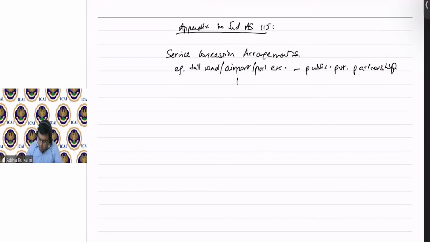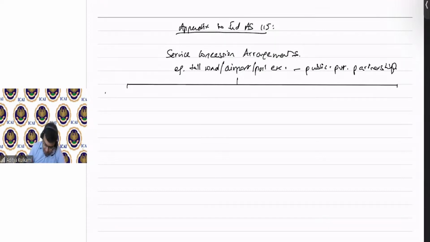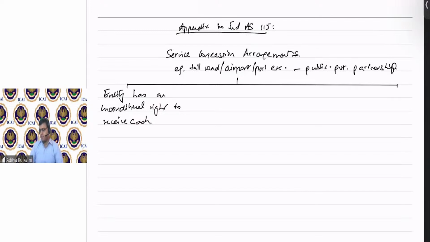So to compensate these entities for their efforts, the government comes out with two models. First one, the entity has an unconditional right to receive cash. To receive cash. Okay.